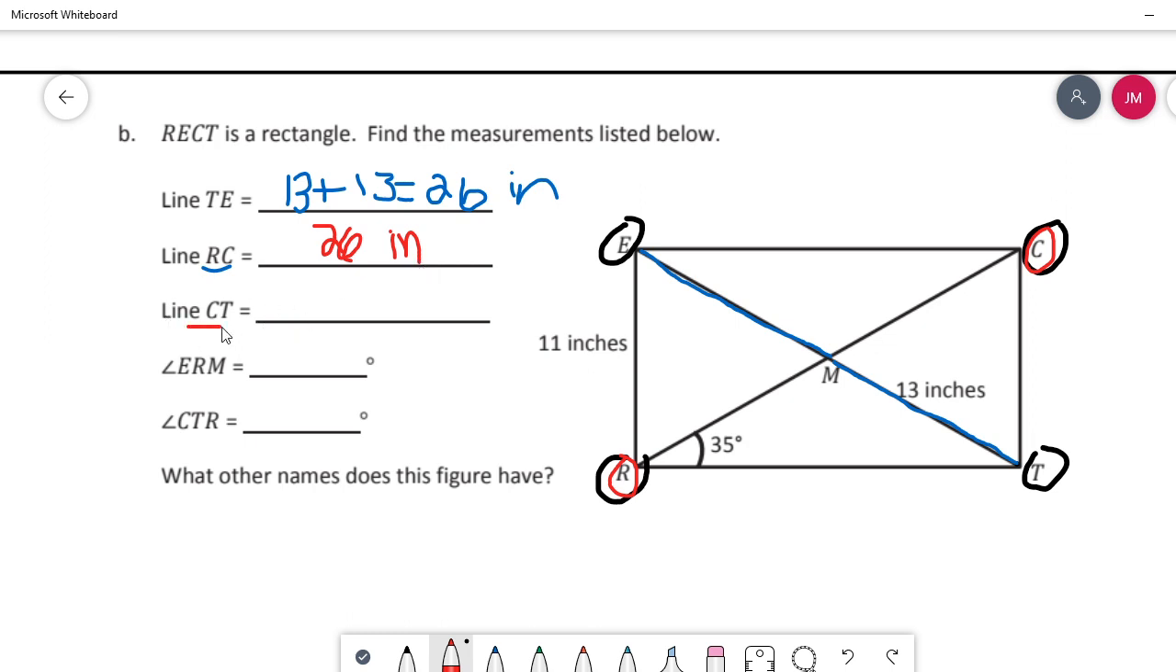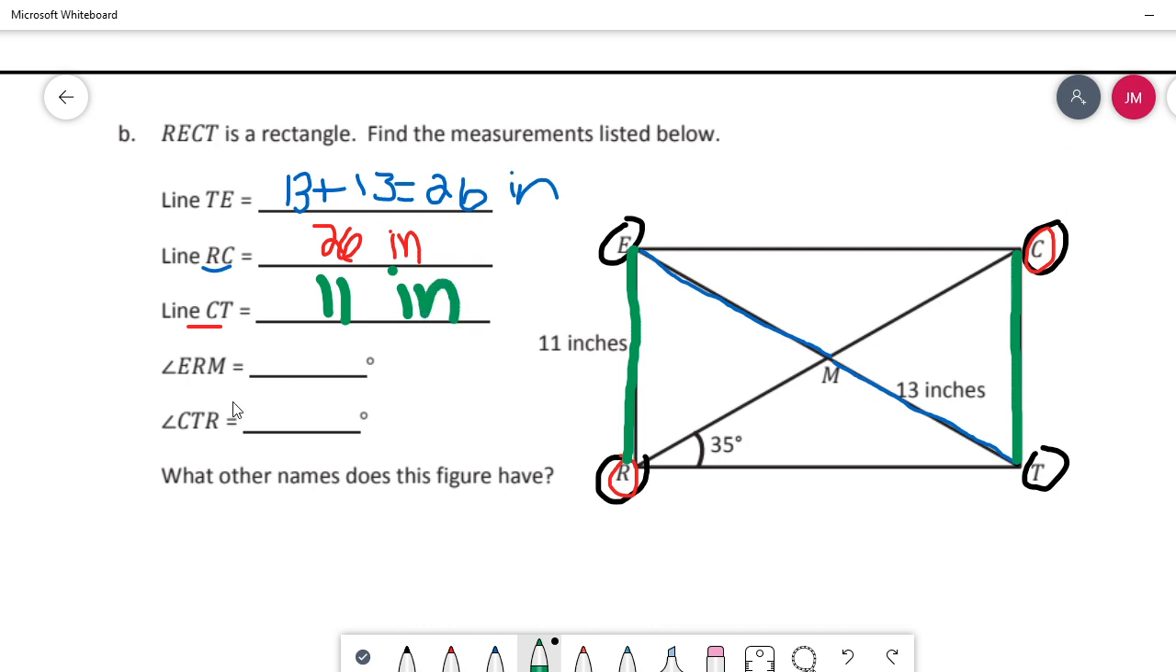Now line CT, let's look at line CT. Line CT is this one right here. It does not have a measurement, but I noticed that it has a measurement on the parallel line to it, and that's 11 inches. So we're going to write 11 inches.